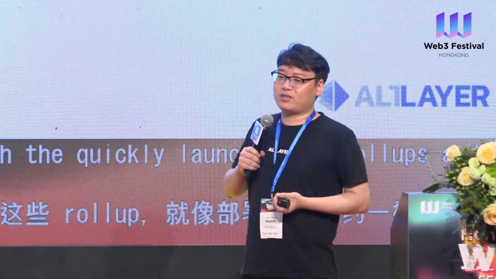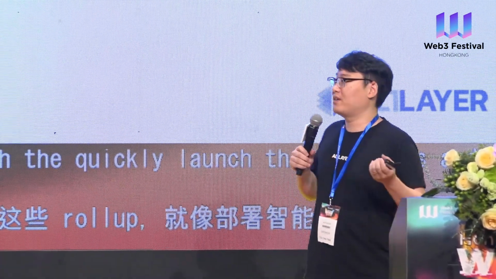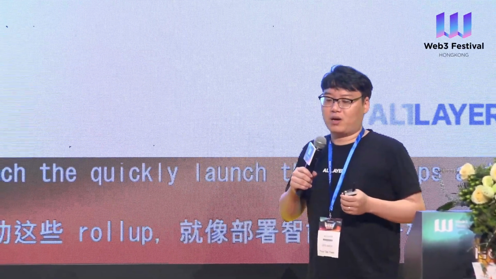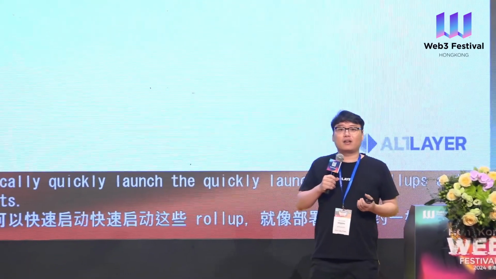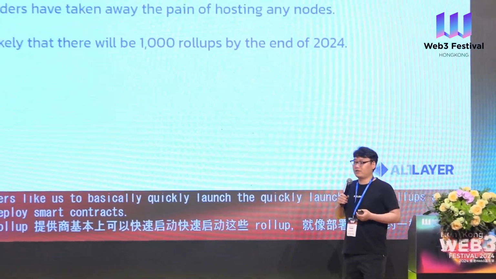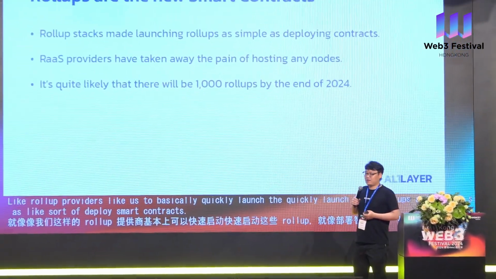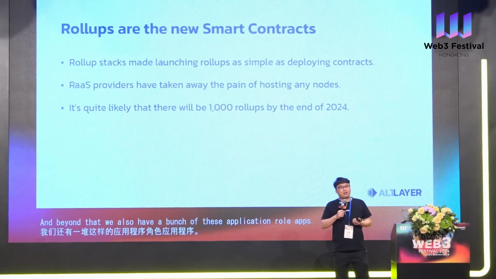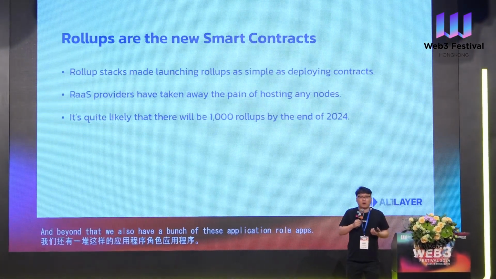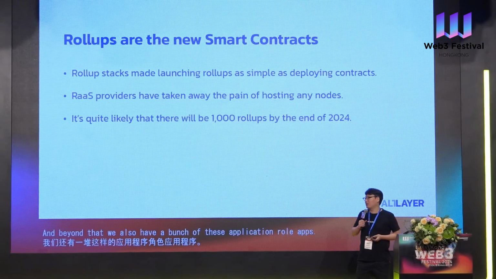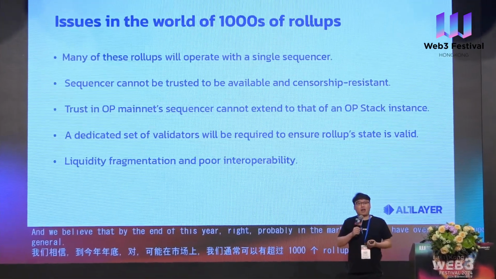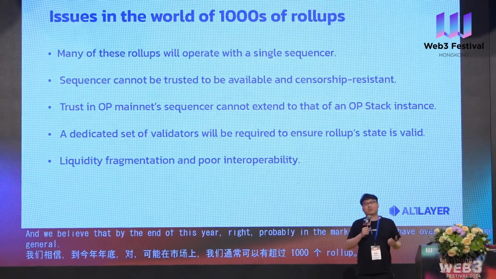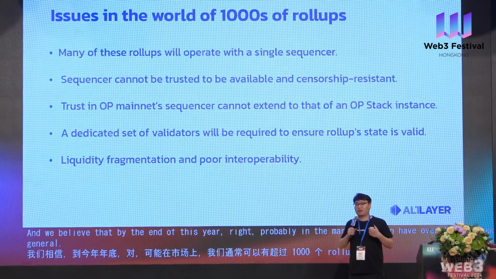If we look at the market, we already have Optimism, Arbitrum, Polygon, and zk-Sync. Beyond that, we also have a bunch of application rollups. We believe that by the end of this year, we can have over 1,000 rollups in the market. For most of the rollup stacks, for Optimism it's the OP stack, and for Arbitrum it's Orbit.